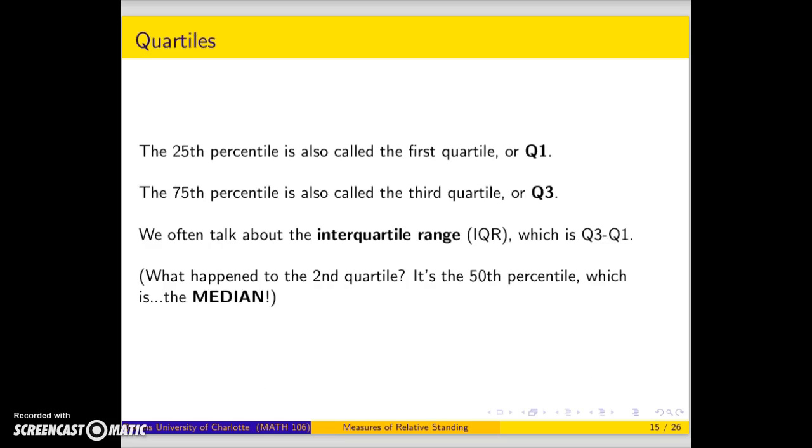Okay, so now for quartiles. Some specific percentiles are the first quartile, which is the 25th percentile. It's denoted as Q1. And then the third quartile, which is the 75th percentile, it's denoted Q3. And then the interquartile range is just Q3 minus Q1. By the way, the second quartile would be the 50th percentile, which is just the median.